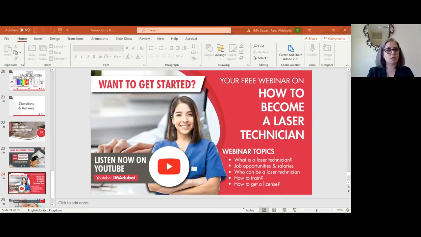Does darker skin, yes, hair removal we can do in darker skin, but we have to pick a longer wavelength, like Nd:YAG. We can do Nd:YAG for dark skin types. And nowadays we have different technologies, like motion technology, that we can use for darker skin types.